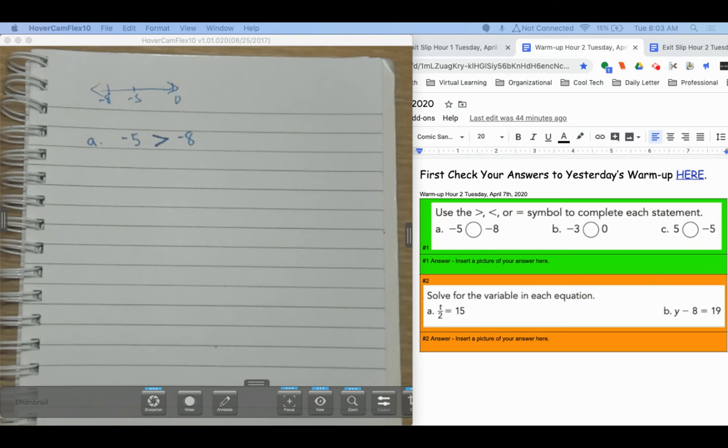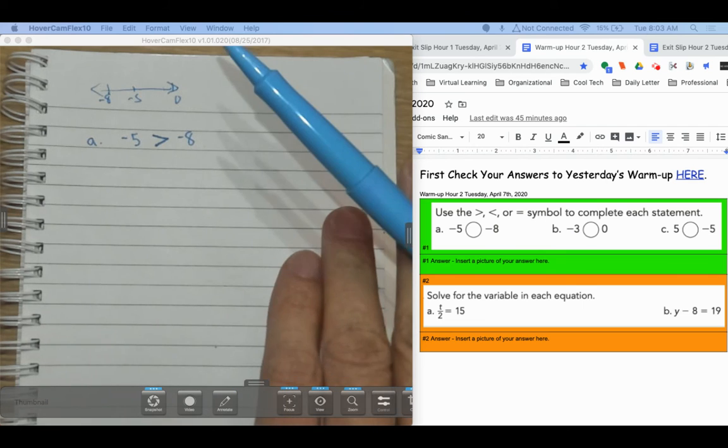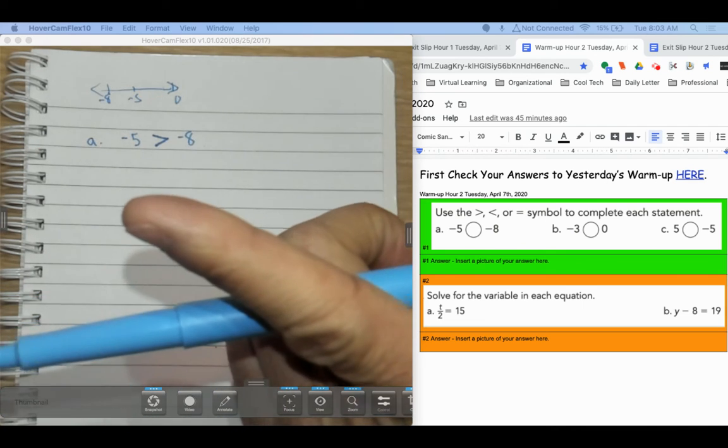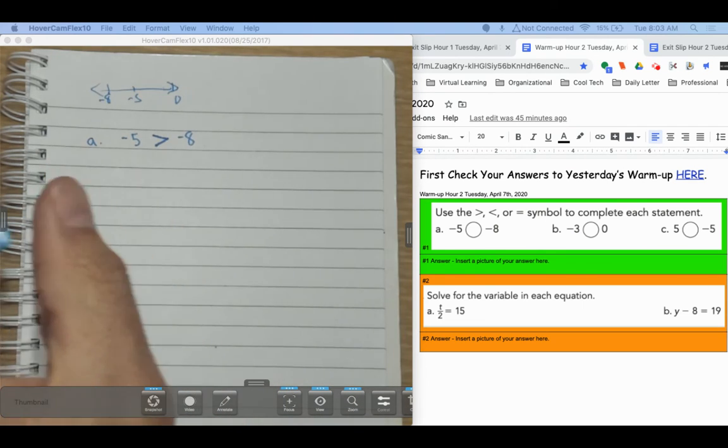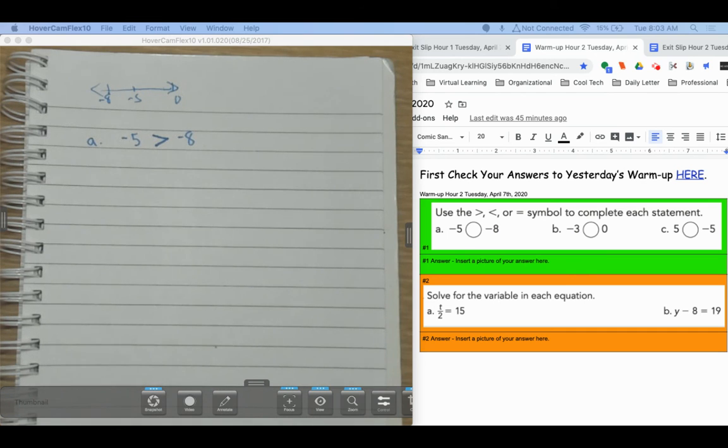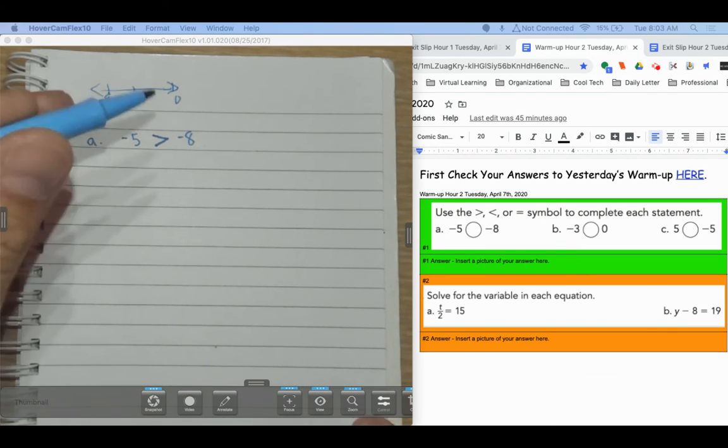And this is a little counterintuitive because if we looked at the positive numbers, 8 would be further to the right on the number line than 5, so 8 is greater than 5. But here, with the negative numbers going this way, they're further from 0, but they're still smaller.